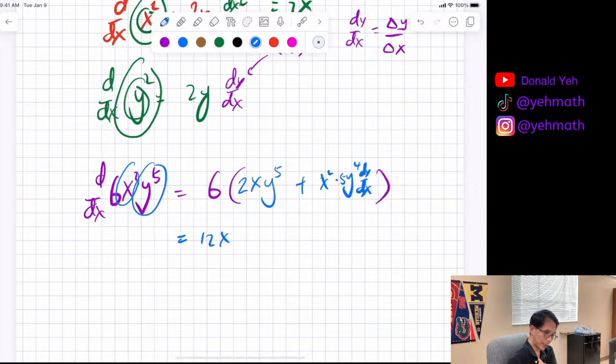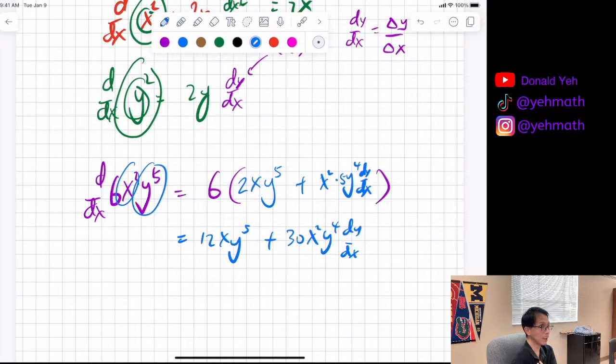So it's 12xy to the 5th plus 30x squared y to the 4th dy dx. Well, this is how you take a derivative of 6x squared y to the 5th. But this is just an expression. This is not an equation, so there's nothing you can solve for. You cannot isolate dy dx because this is an expression.